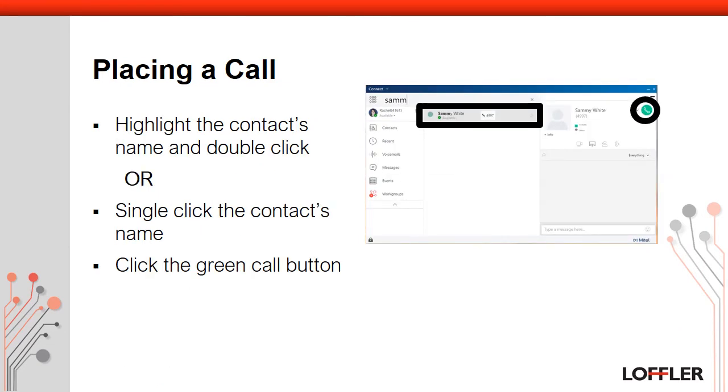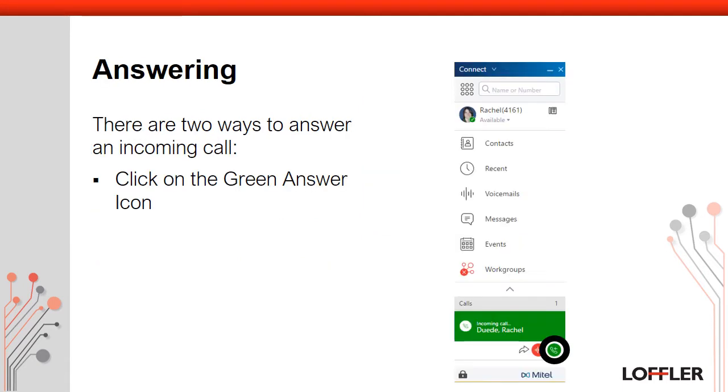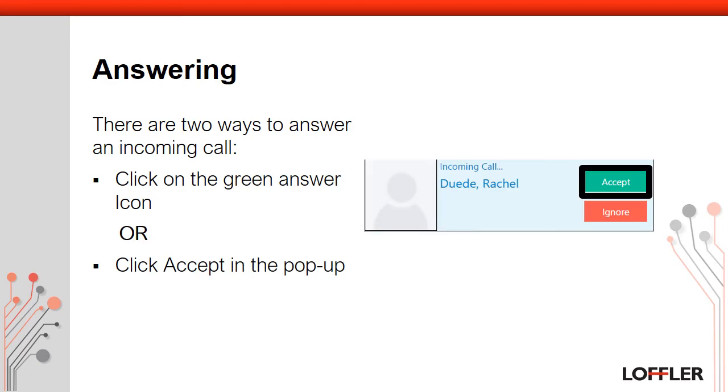There are two ways to call a contact. Highlight his or her name and double-click, or single-click the contact's name and click the green call icon in the upper right-hand corner of the screen. There are two ways to answer an incoming call from the client. Click on the green handset icon within the call cell, or click Accept in the pop-up in the lower right-hand side of the screen.